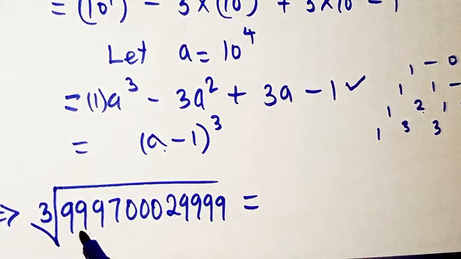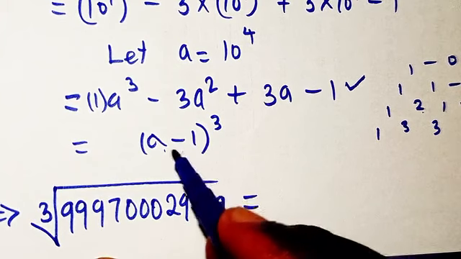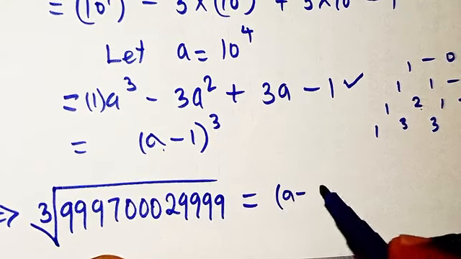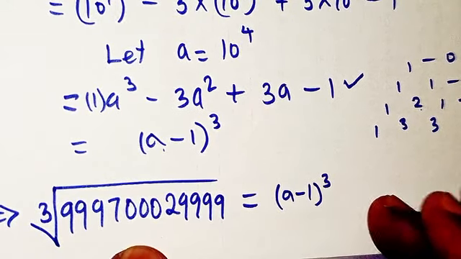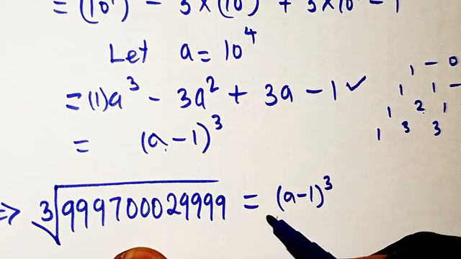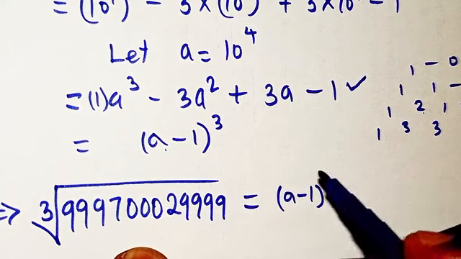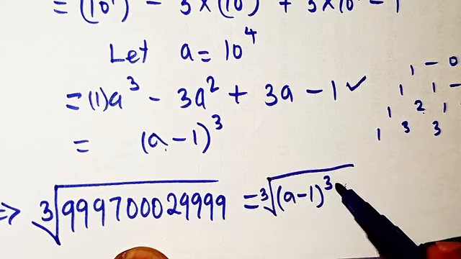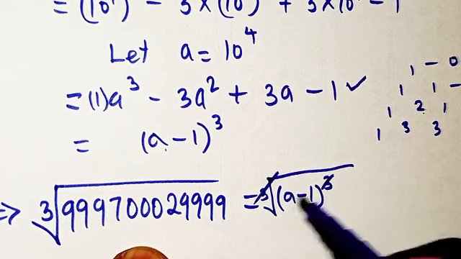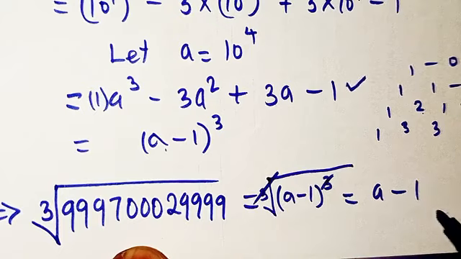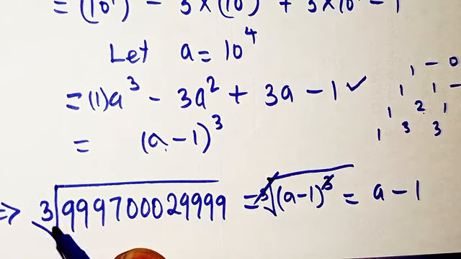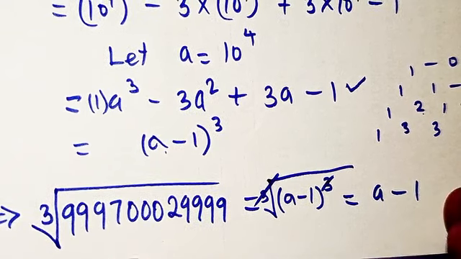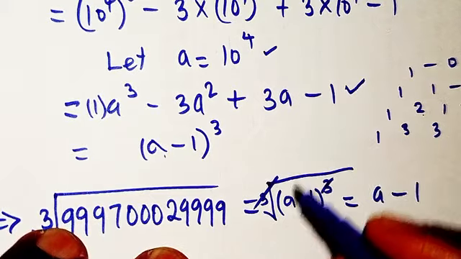So now, recall that this inside the radical is what gives us A minus 1 to the power of 3. And look at this, we have the cube root, which shows that we cancel the cube root, and we are going to have A minus 1. Do you understand now? This is going to give us A minus 1. But recall that A is what? A is 10 to the power of 4 according to what we have here.